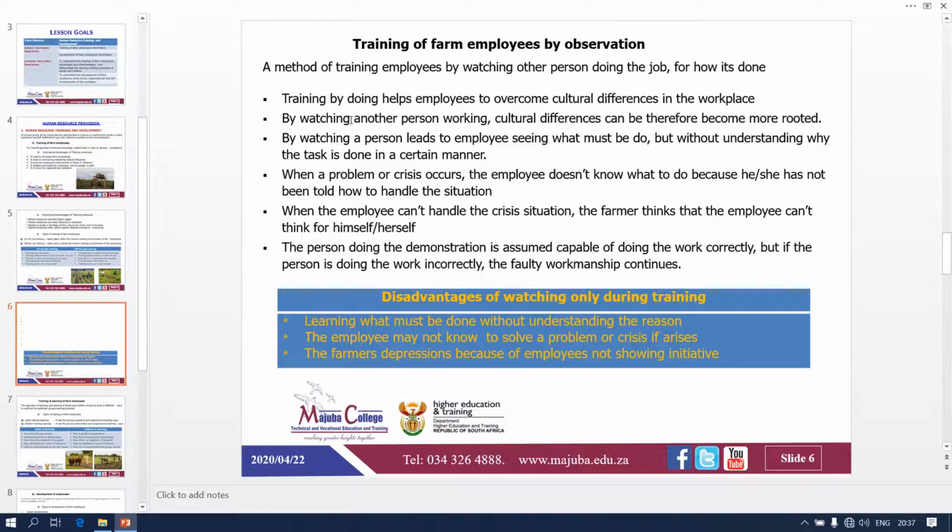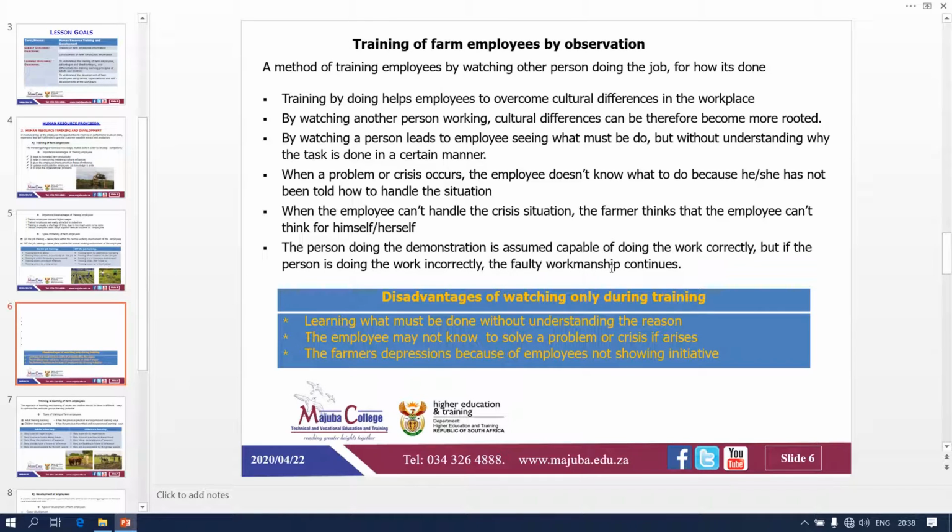can be more planted on you. Watching other people leads to seeing what must be done without understanding why the task has to be done in that manner. When a problem or a crisis occurs, the employee does not know what to do because he was not told how to handle that situation, right? When the employee can't handle the situation, the farmer thinks the employee can think. Can you see this is now like an essay? The person doing the demonstration is assumed capable of doing the job correctly. But what if he was doing it incorrectly? It means you are going to do it incorrectly.